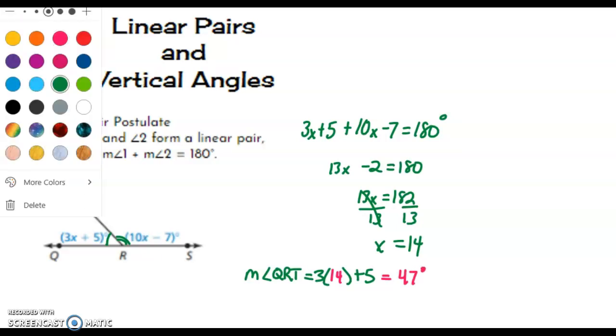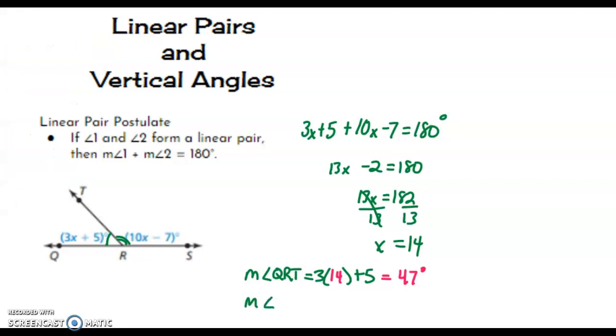Now if they wanted to know the other angle, we could say the measure of angle TRS equals 10x minus 7. Once again, we found out that x was 14. So when we plug this in, 10 times 14 minus 7 is 133 degrees.